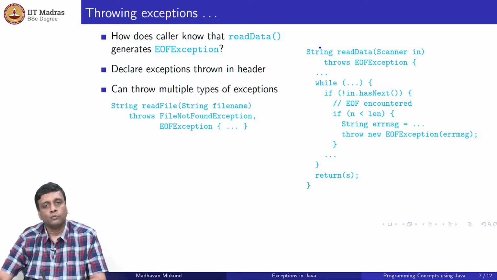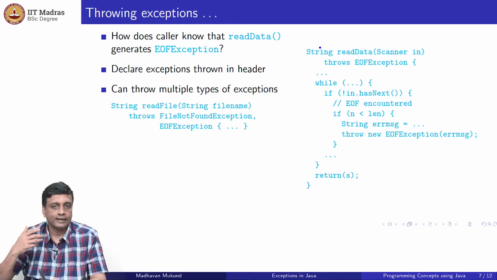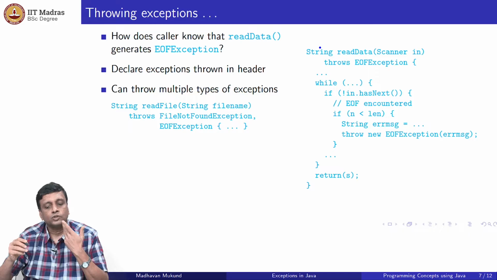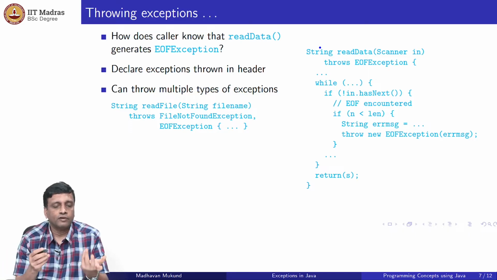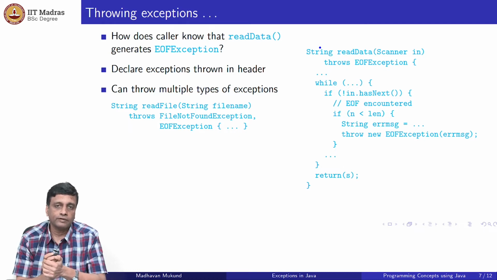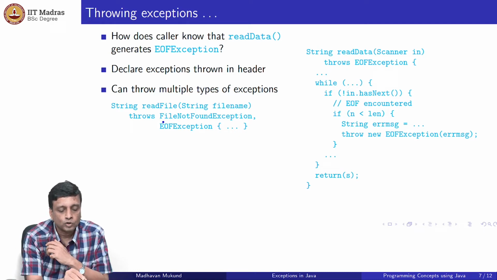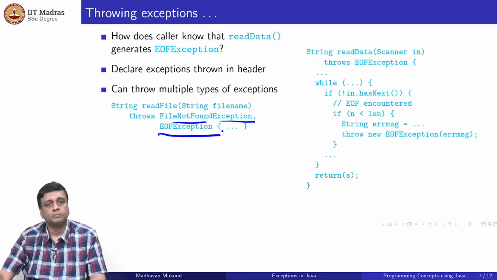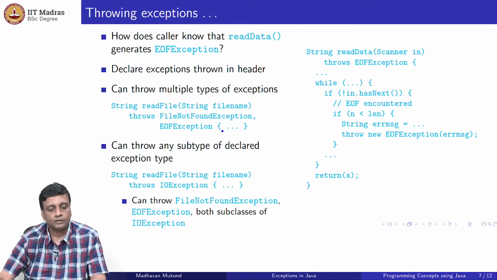Now you can throw more than one type of exception. Just like we can catch more than one type of exception in one try statement, you can also generate different exceptions at different points, because different things may go wrong, right? You might be reading from a file and the file may not be there. Or you might be trying to read the file and it might have fewer bytes than you expected. So you could throw, depending on the context, either a file not found exception or an EOF exception. So you can give a sequence of exception types in the header, separated by commas, to indicate that these are all the types of exceptions which I am capable of throwing.